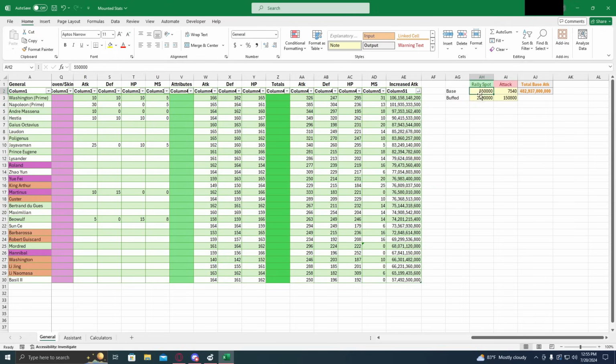This right here is a base K40 rally spot, and this is a buffed extra 2.5 million march size. This is a pretty high tier march, but this is what you should be working towards, and that's why we're going to consider this as the main focal point when we're looking at these generals.